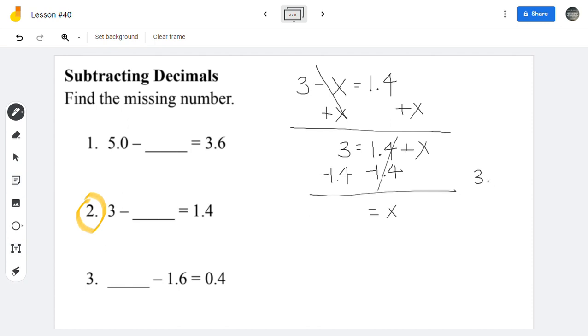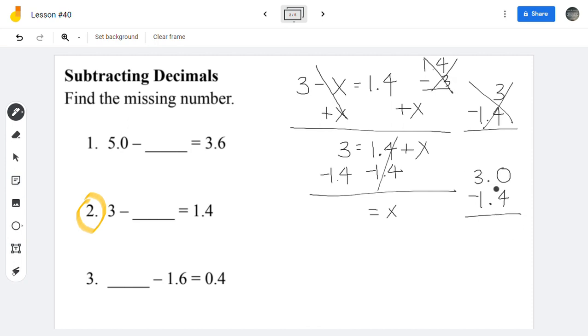Now, this is where the subtracting decimal comes in. So we have to do 3.0 minus 1.4. And when you're subtracting decimals, make sure that when you're placing the values, your decimals have to match like this, on top of each other like this. So if you subtract it this way, this is incorrect. Or even this is also incorrect. It has to be like this.